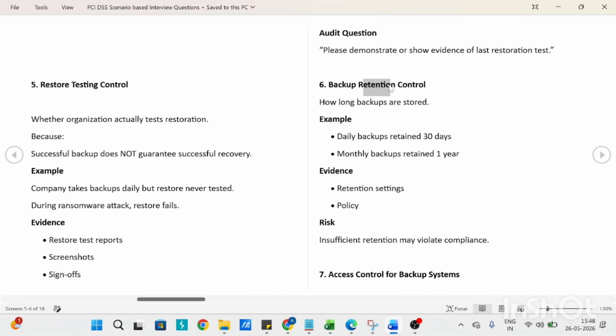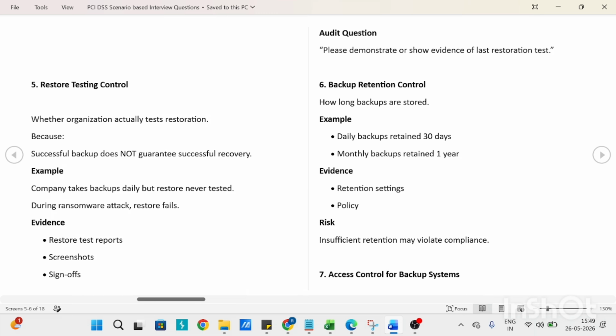Backup retention. How long are backups retained? Example, daily backups retained for 30 days, monthly backups retained for 1 year. Check retention settings, policies, and documents. If there is insufficient retention, it may violate compliance. This is the risk. Next is access control for backup.